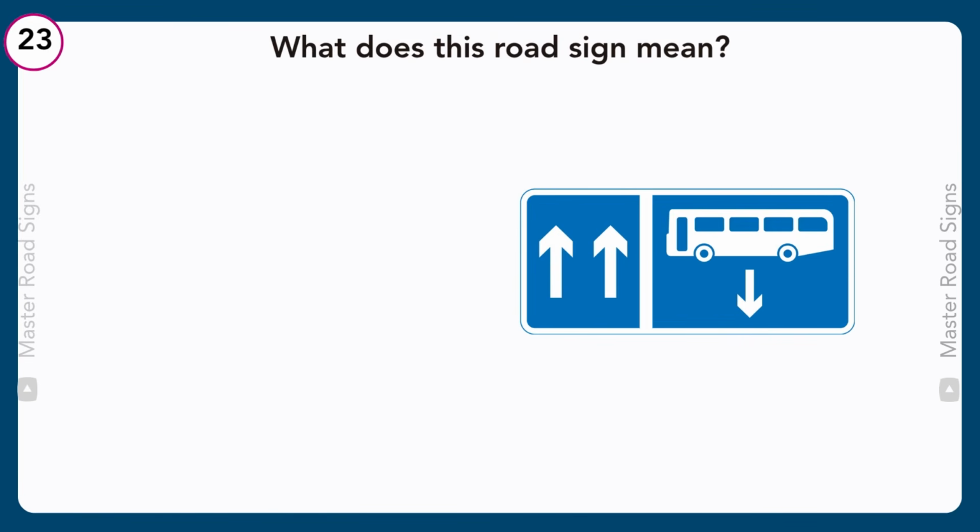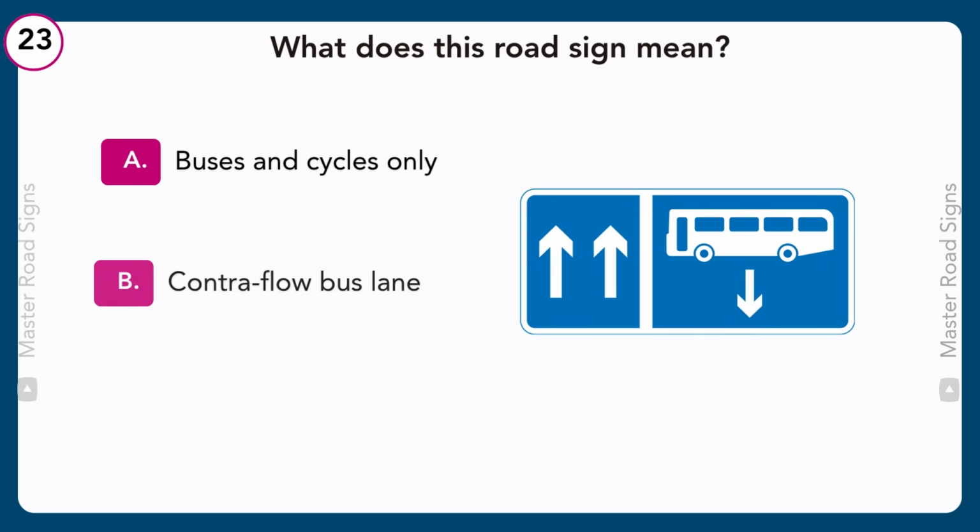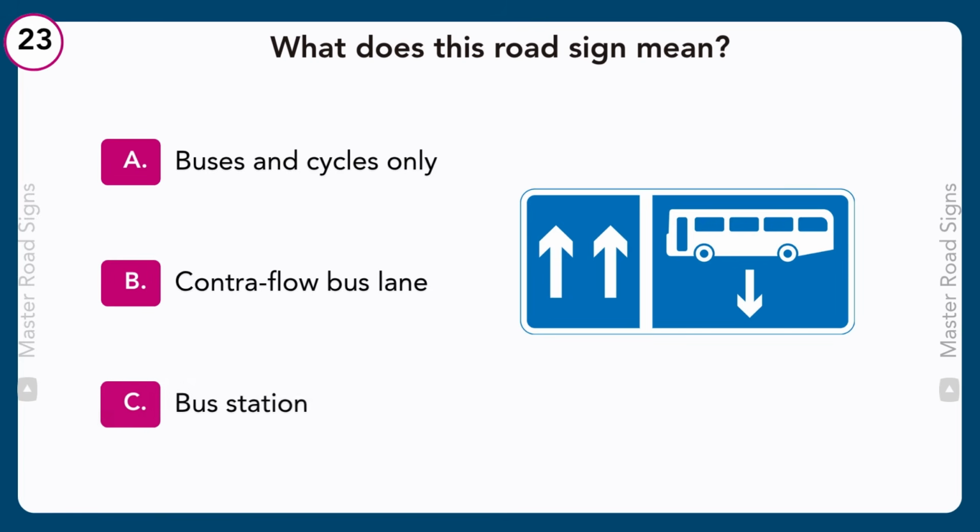What does this road sign mean? Option A, buses and cycles only. Option B, Contra-flow bus lane. Option C, bus station.